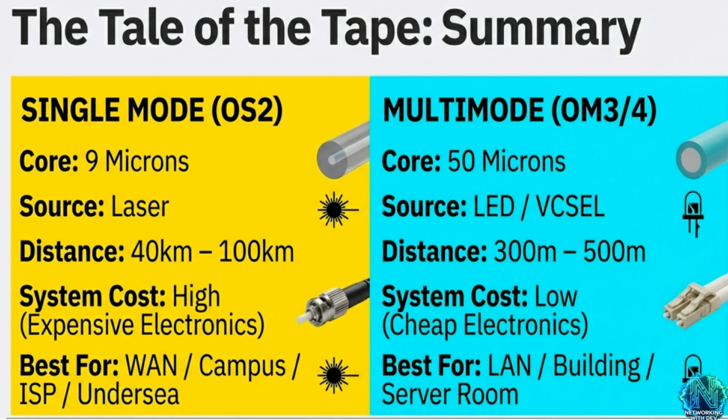Whether you need the precision of the marathon runner or the cost efficiency of the sprinter, understanding these specs ensures you pick the right tool for the job. Now let's leave the glass behind and move on to our final physical layer topics: multi-gigabit ports and PoE.